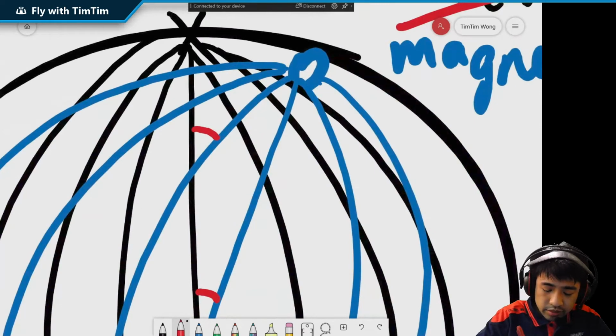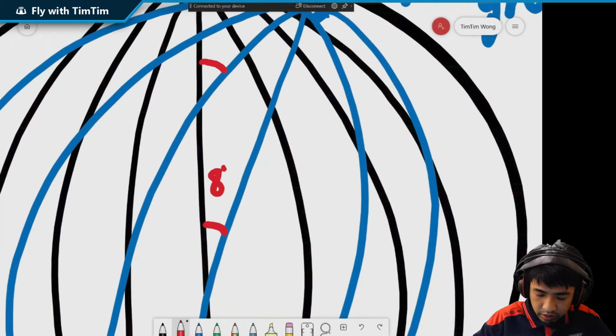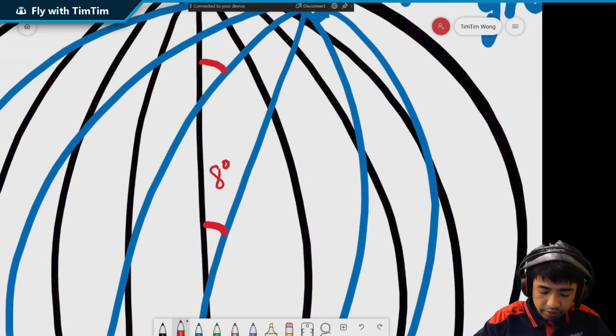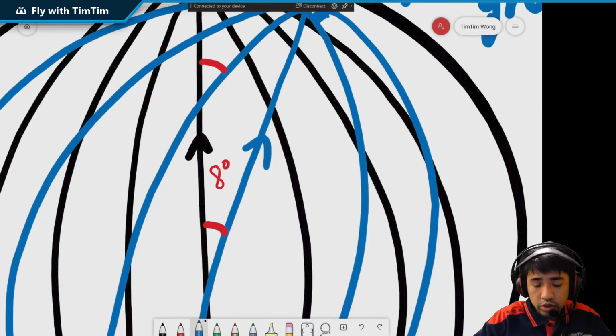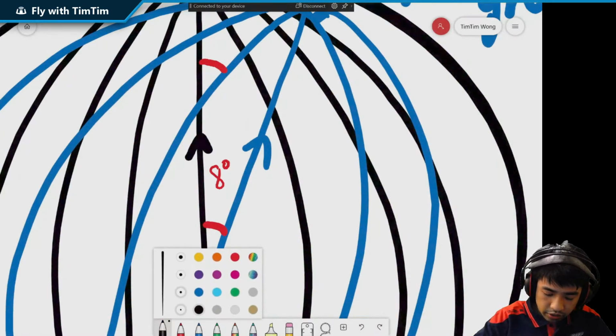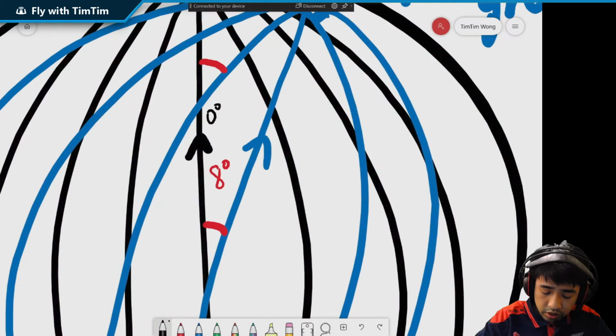Let's say the angle here is 8 degrees. What would be the magnetic variation? How do we call that? If it is 8 degrees here, from black to blue, or from geographic north to magnetic north. So that's from 0 degrees geographic to 0 degrees magnetic.